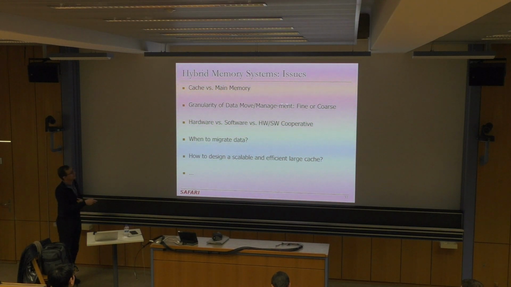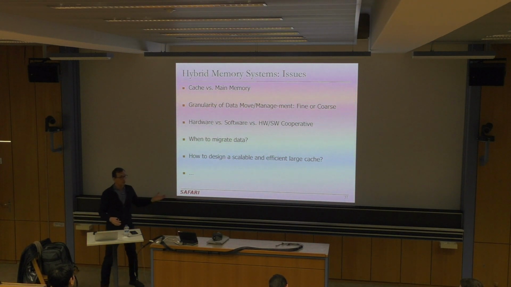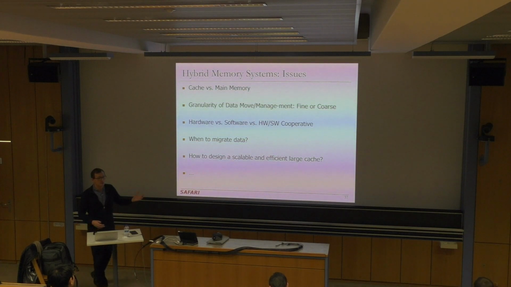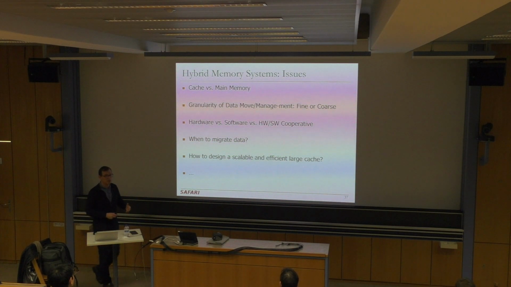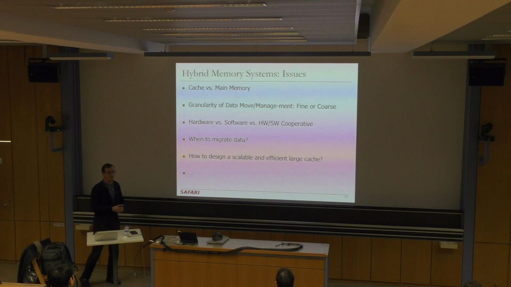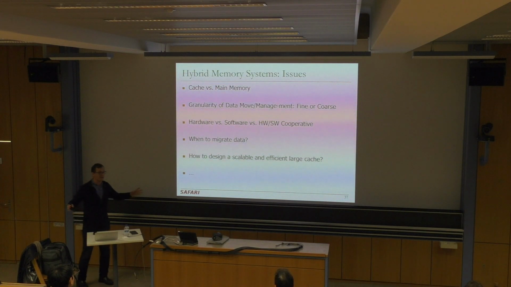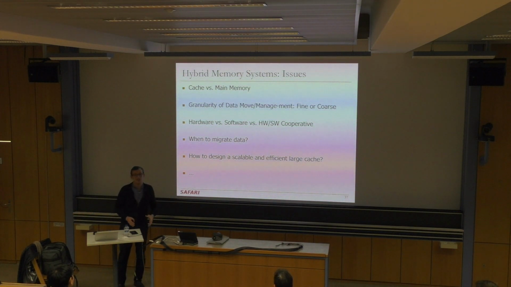Granularity of data movement and management. Is it fine grain or coarse grain? At some point you need to move data between phase change memory and DRAM and vice versa. Do you do it at 4 kilobyte page granularity, larger granularity, or smaller granularity, cache block granularity? This actually has implications in terms of performance. And also mapping, right? Because if your granularity is very large, that's good for the mapping structures.